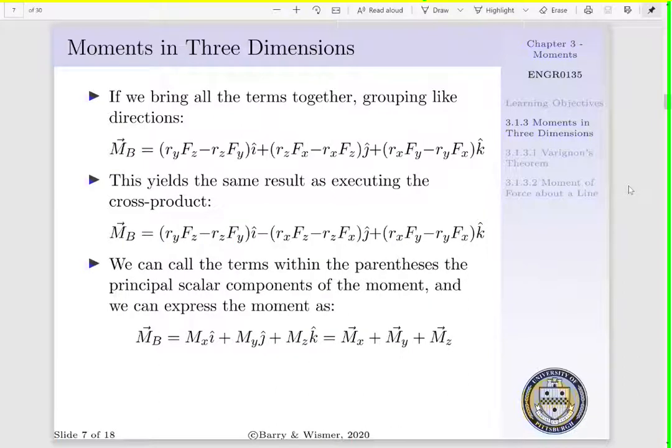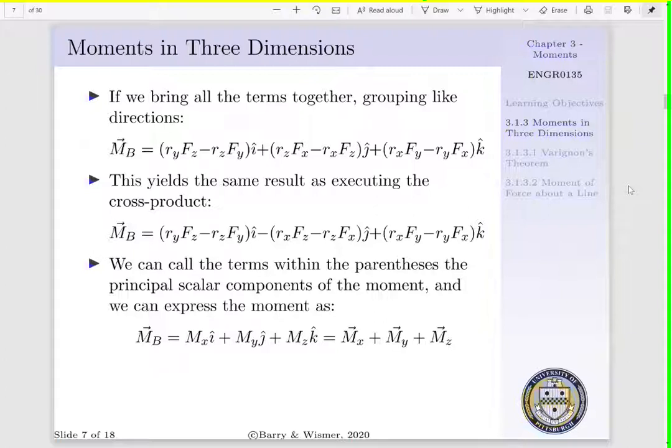Now if we bring together all our terms, and group these based upon direction, we can say our moment about point B is equal to the quantity r sub y, f sub z, minus r sub z, f sub y, i hat, plus the quantity r sub z, f sub x, minus r sub x, f sub z, j hat, plus the quantity r sub x, f sub y, minus r sub y, f sub x, k hat.